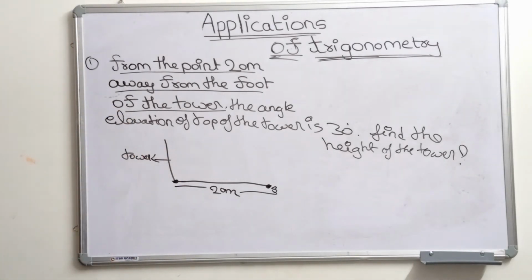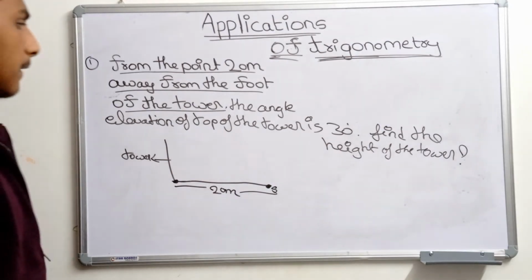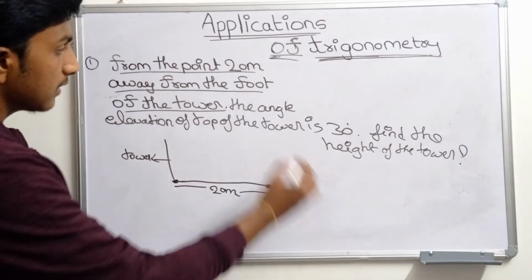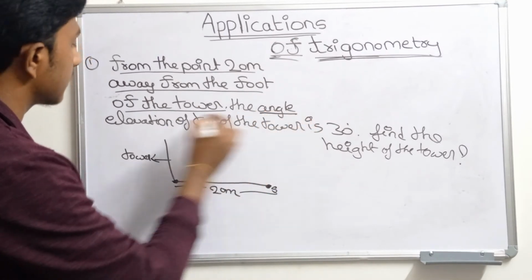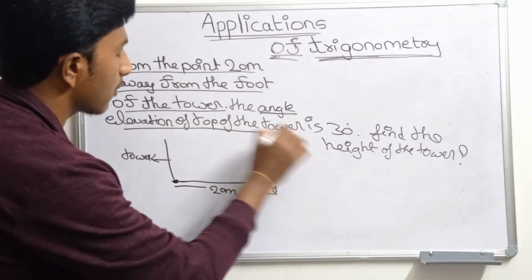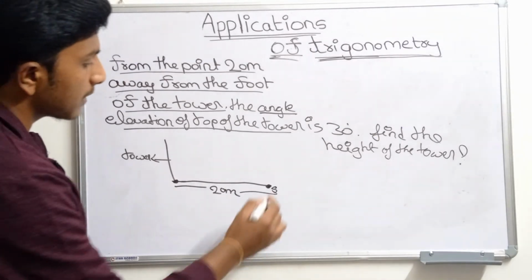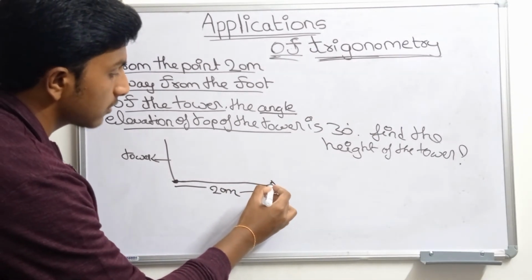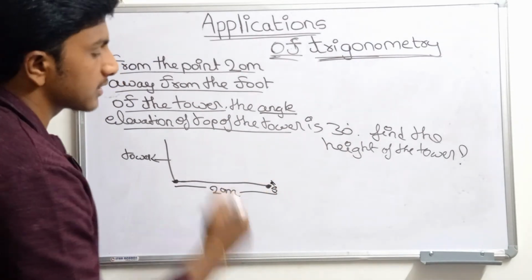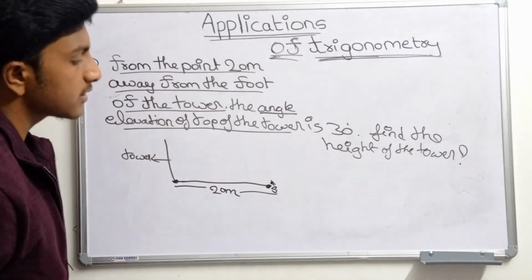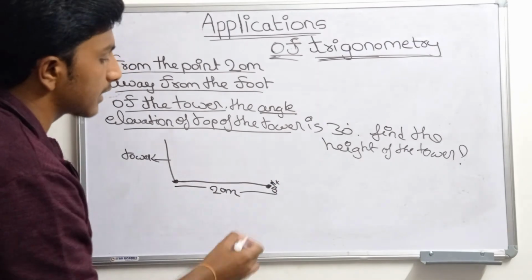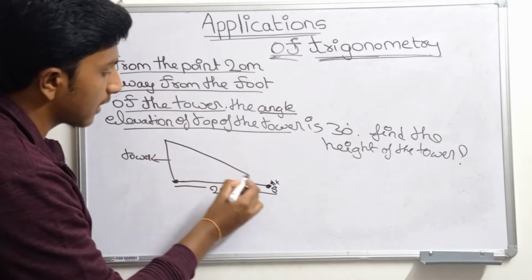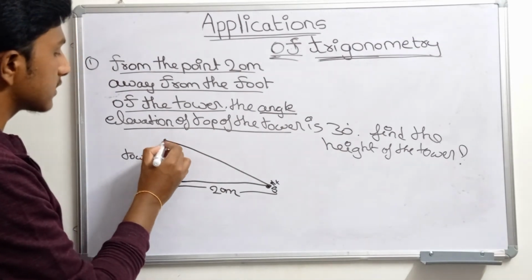Okay guys, now the angle of elevation of the top of the tower. Here they have specially mentioned the angle of elevation of the top of the tower. You have to imagine in your mind that the person is standing here. The height of the person is not included here, so it can be neglected, and the angle can be taken from here. So I am drawing a line to the top of the tower. This is the top of the tower.